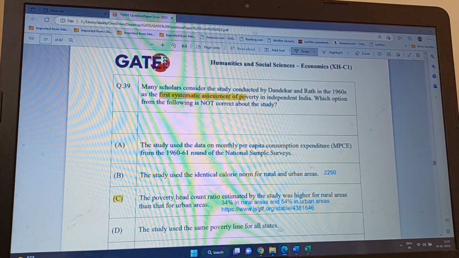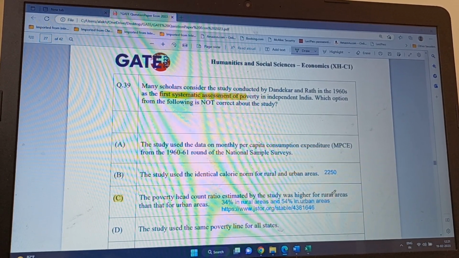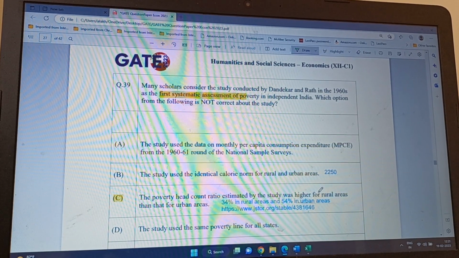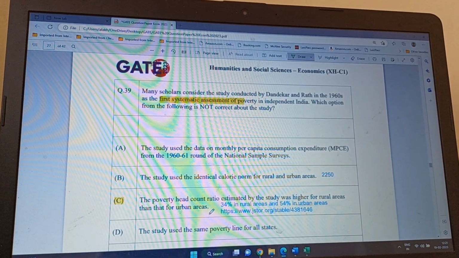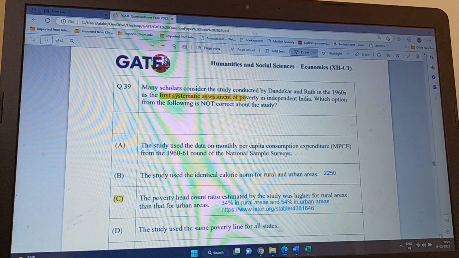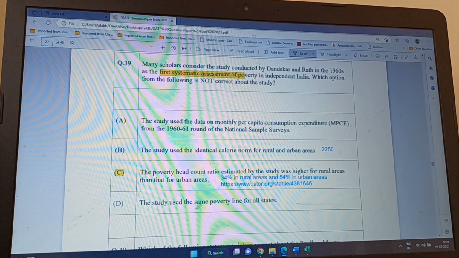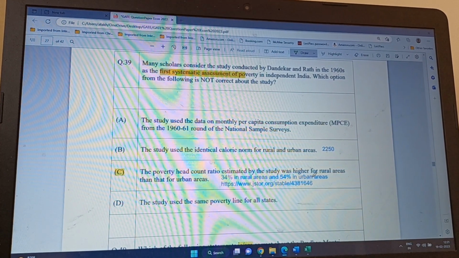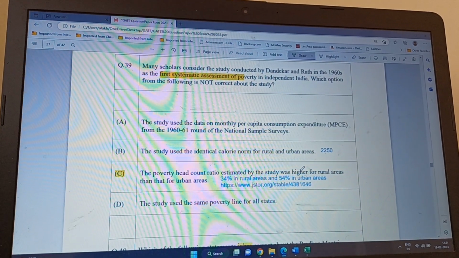So if you look there, then you will find this. So this information is actually, it would have been the opposite. Means the headcount ratio was higher for rural, no, it was lower for rural areas, and for urban areas it was higher. Now the situation has changed though. Now people in rural areas are more poor than people in urban areas. But probably that was the reason why GATE asked this question. Then D, the study used the same poverty line for all states. This is also correct. Though this is not part of that paper, but that one page paper tells this clearly. So C is the correct answer.